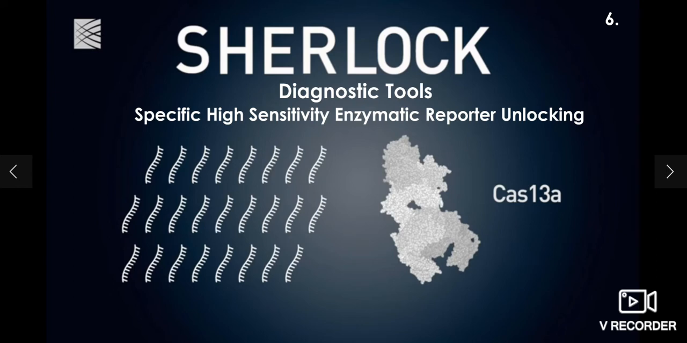SHERLOCK is a CRISPR-based diagnostic tool developed by McGovern Institute, Broad Institute, and Harvard University. SHERLOCK takes its input as a single molecule of DNA or RNA. After the guide RNA recognizes and binds to the target sequence, Cas13A gets activated, which initiates the trans-cleavage activity, which means Cas13A indiscriminately cuts any RNA molecule that it encounters.